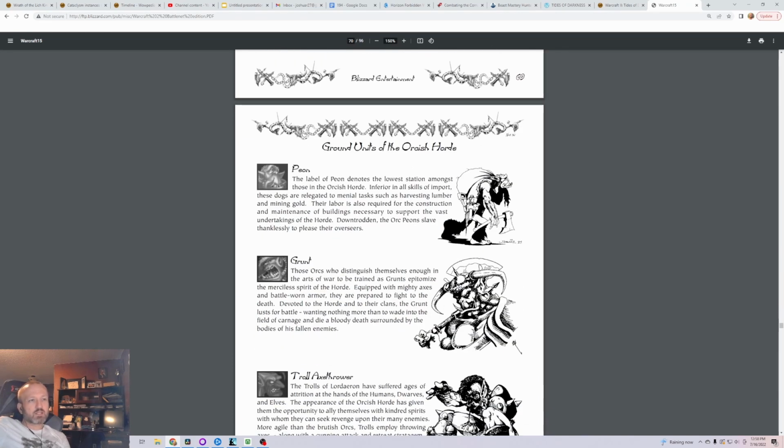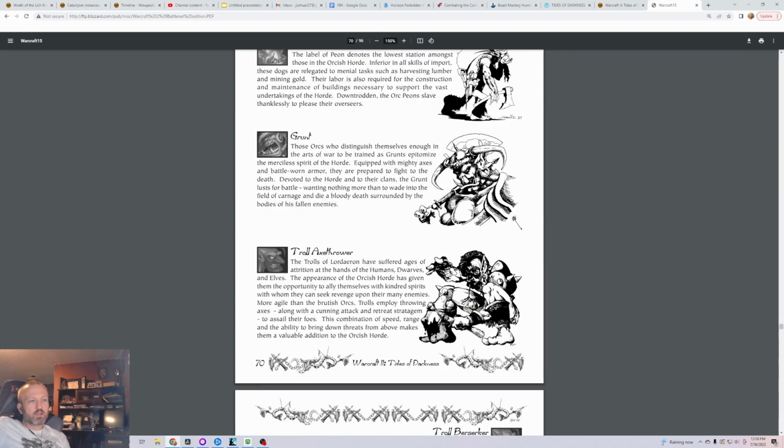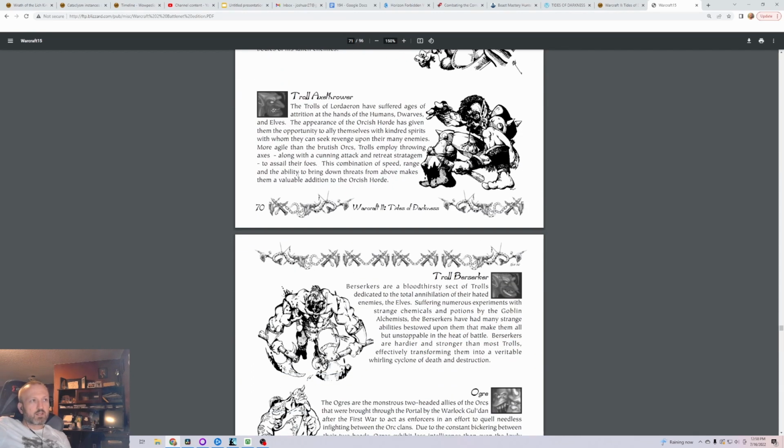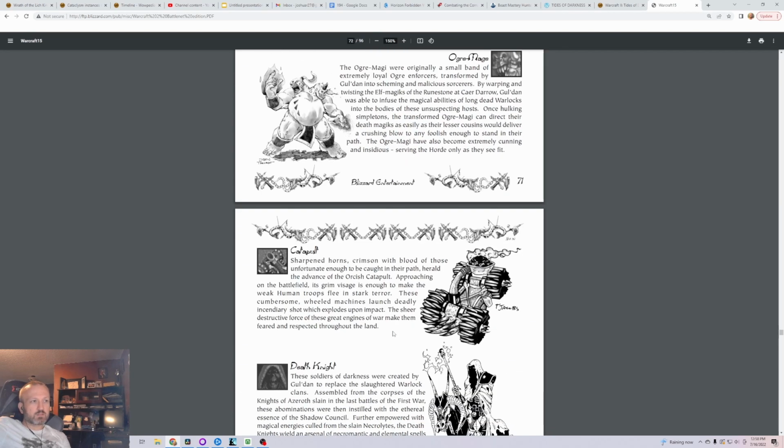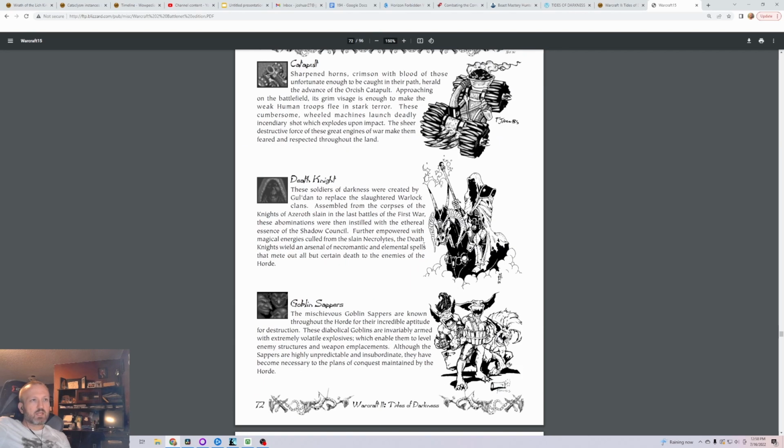Peons instead of peasants. Grunts are the footmen. Troll axe throwers are like the elves. The berserkers are their equivalent to the rangers. Ogres are knights. Ogre mages are their paladins. Catapults are from the last game. Death Knights are the ones that match up against the mages.